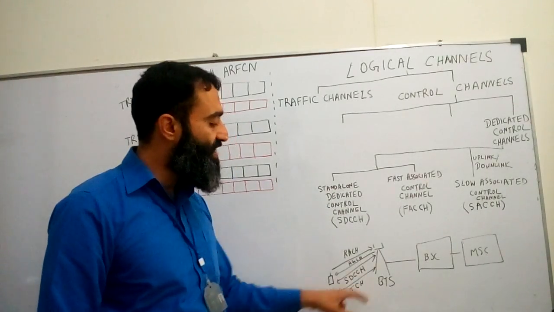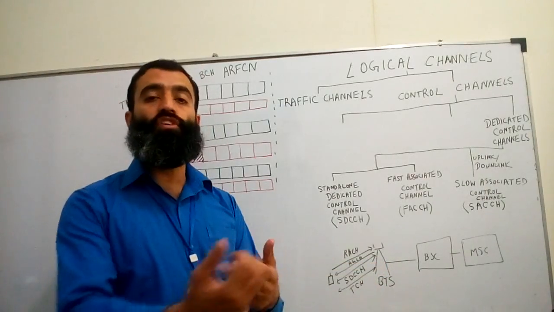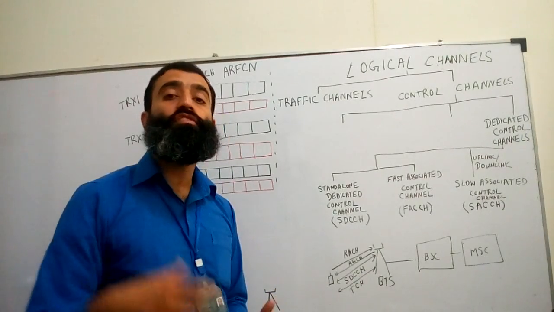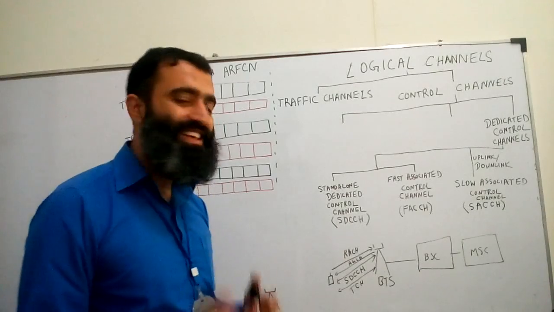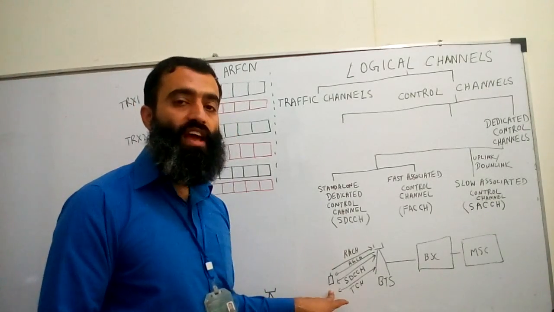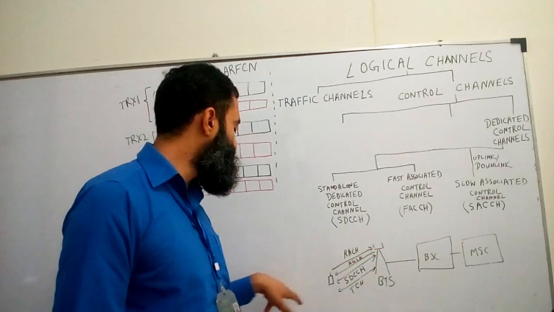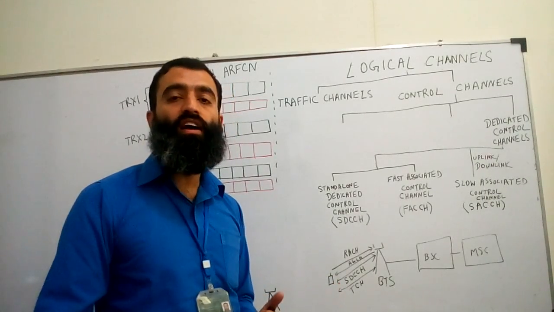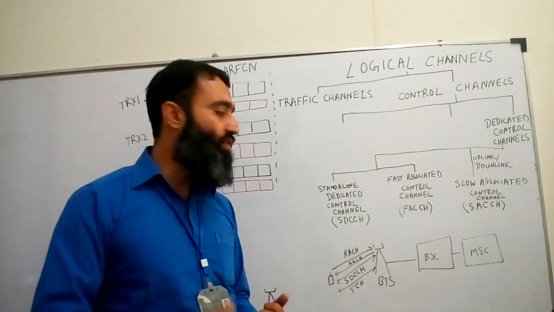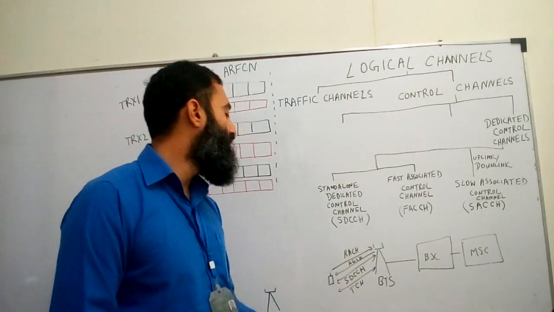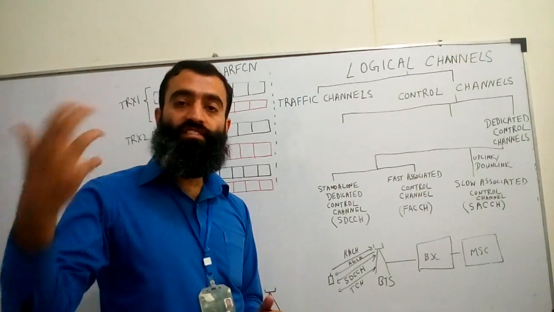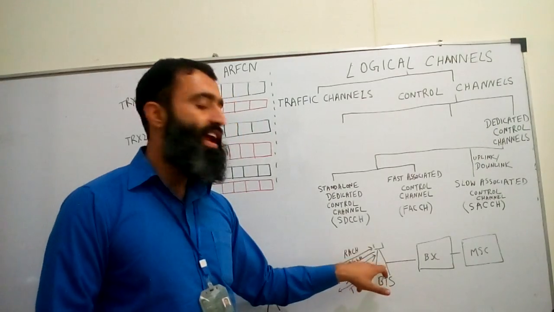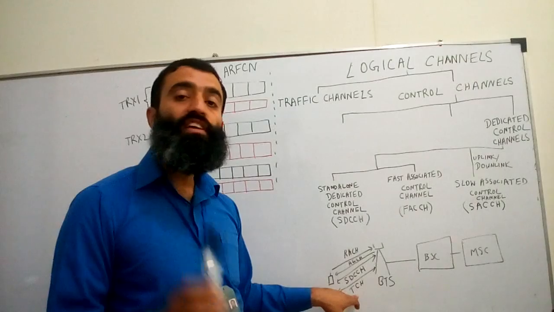Now suppose, for example, this mobile station is moving towards this other BTS. In that case, the power it is receiving from this BTS is continuously decreasing, and the power it is receiving from the other BTS is continuously increasing. In this case, basically this mobile station has to perform a handover from this BTS to the other BTS, and the handover commands come from the BSC. The signaling that is required for the handover procedure between the mobile station and the BTS cannot be carried on the TCH.